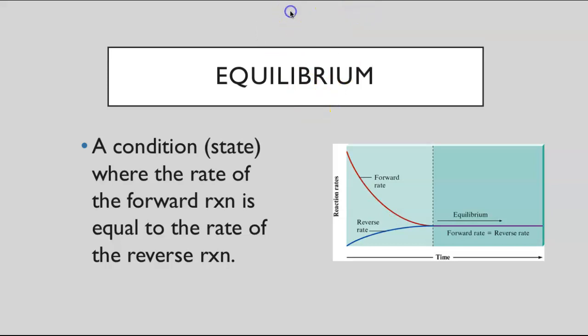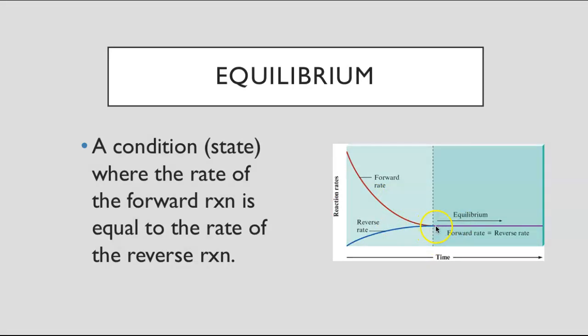The reverse rate then is going to start out essentially at 0, because when you first start a reaction, you don't have any products. And then that rate is going to increase till it gets to a certain point.